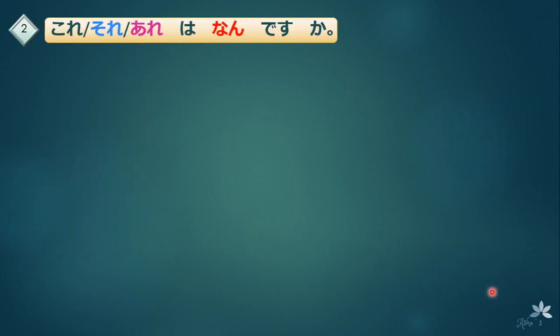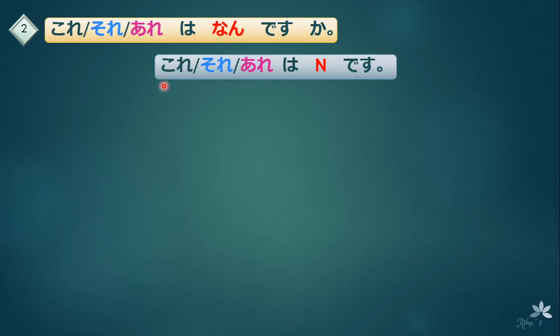Got it? Now let's make some sentences using kore, sore and are. Kore, sore, are wa nan desu ka? You're going to use kore, sore or are depending on the situation, any one of them. Wa nan desu ka? Nan means what. So in reply to this, we will answer it as kore, sore, are wa yen desu. The yen here is the object that we are talking about.